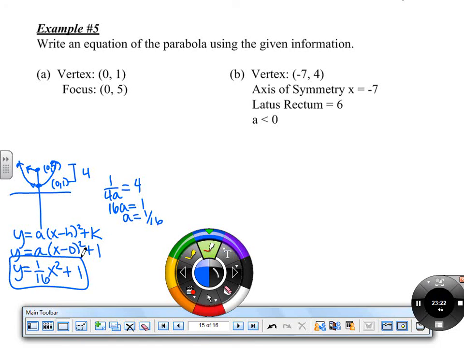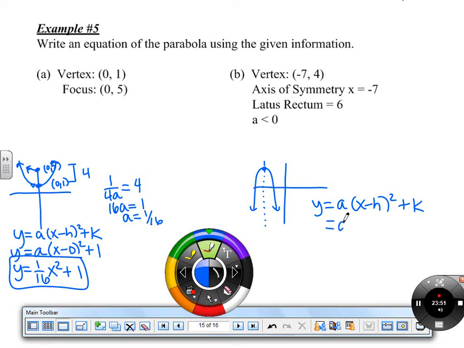The last one says a vertex of (-7, 4), and an axis of symmetry at x equals -7. That tells me it either goes up or down. And then later on, a less than 0 tells me it goes down. So I know that this is happening. So I expect y equals a times (x minus h) squared plus k. And I know my vertex, so I'm going to put that in.